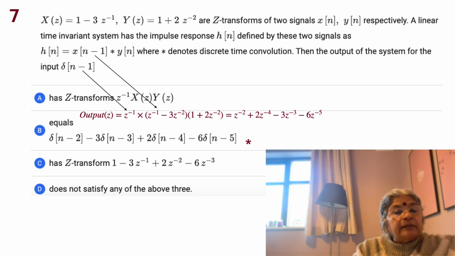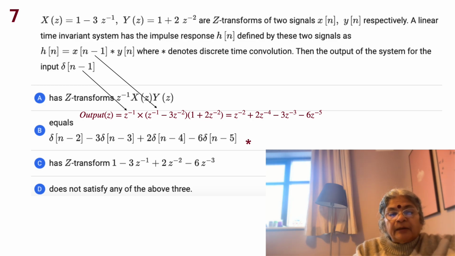The z transform of delta n minus 1 is z raised to minus 1, since it is located at n equal to 1 and the z transform is 1. So z raised to minus 1 into X(z), which is equal to z raised to minus 1 into the z transform of x n minus 1, which is z raised to minus 1 minus 3z raised to minus 2, multiplied by Y(z), that is 1 plus 2z raised to minus 2.